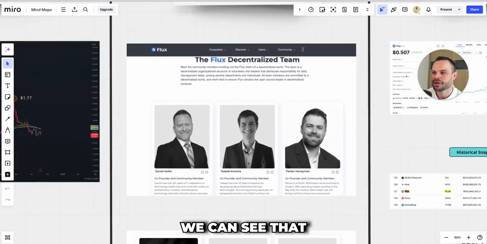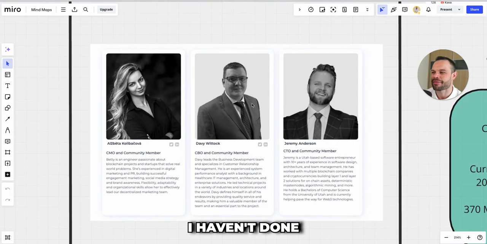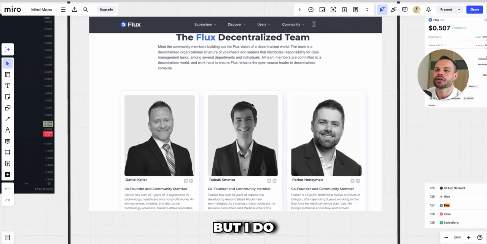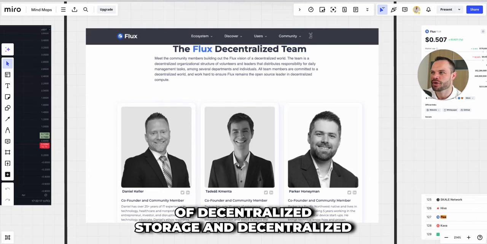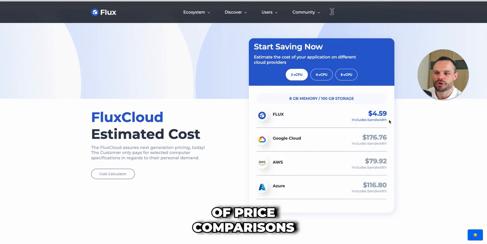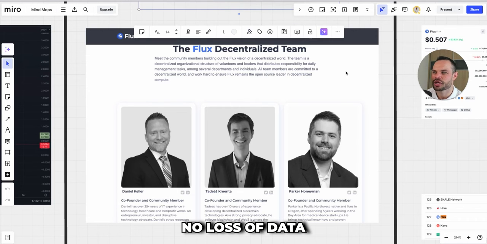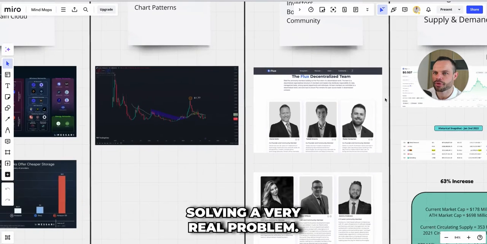Jumping over to the team, we can see that the Flux team is made up of a number of these individuals that they call out on their website. I haven't done a deep dive into all of these people, but I do believe the problem of decentralized storage and decentralized compute is a real one. And if we can genuinely offer these kinds of price comparisons or cost savings versus centralized cloud storage solutions like AWS and Google Cloud, I think the problem these people are trying to solve is a very real one. And if they can do it in a cost-effective manner and do it in a way where you have high uptime and no loss of data, then I think they're solving a very real problem.